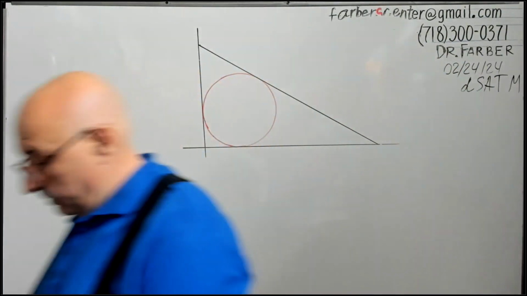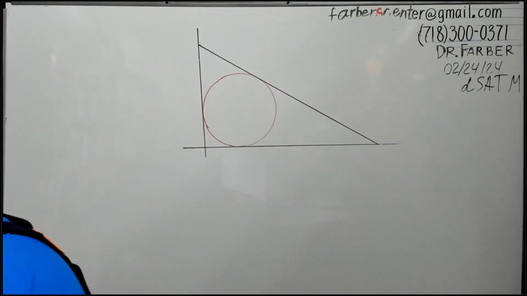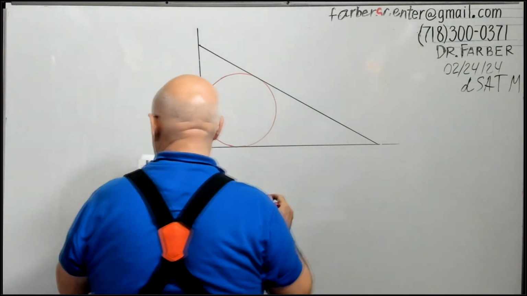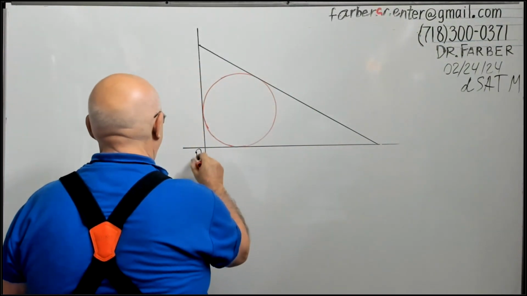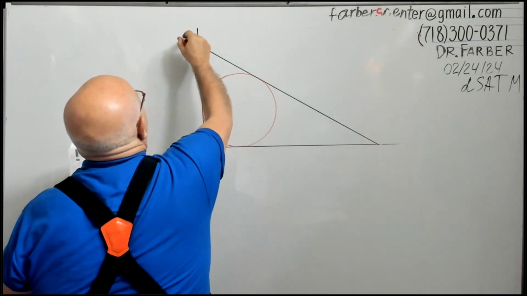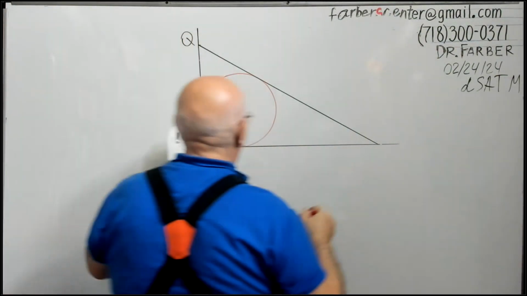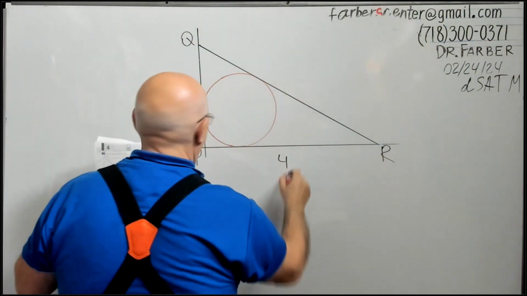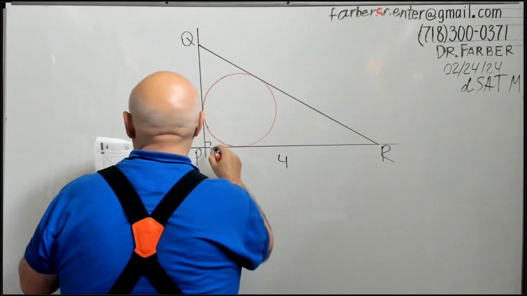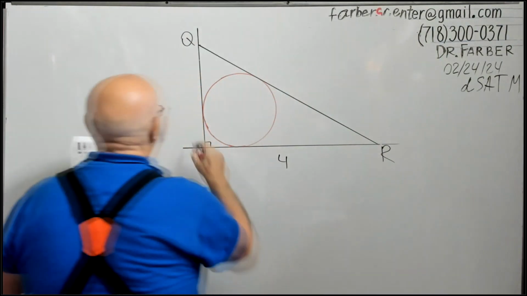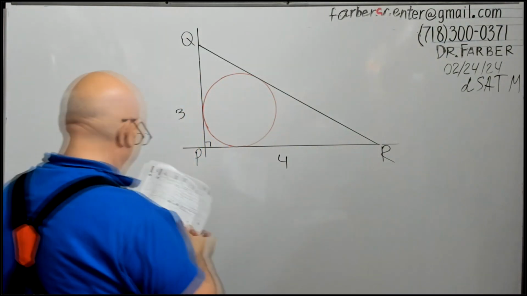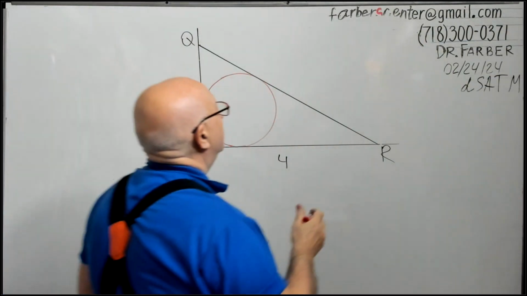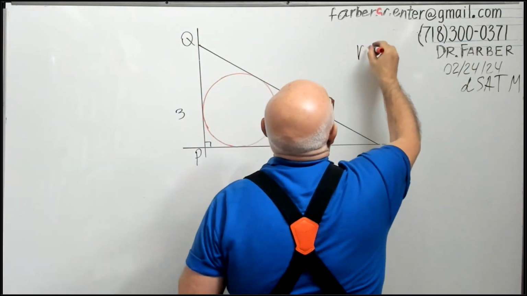And what we know from this? This leg is, they give you letters. Better to follow their letters. Q, P, Q, R. This leg is 4. This is 3. What else is given? What is the radius of the circle? Radius of the circle.